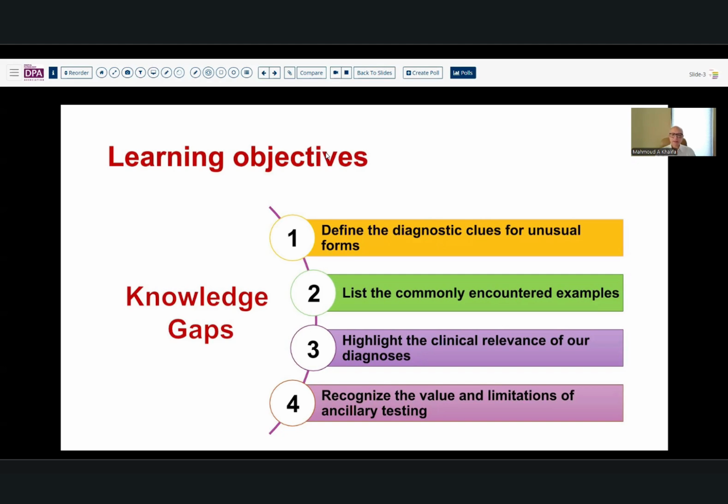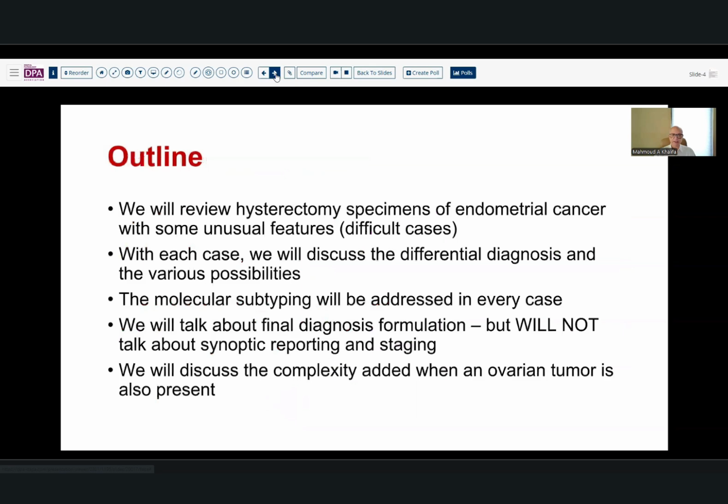We will highlight the clinical relevance of our diagnosis and why our diagnosis can be relevant directly to how they manage their patients. And we will recognize the value and the limitations of ancillary testing, such as immunohistochemistry and molecular testing. We will review hysterectomy specimens of unusual cancer, and every case that I will present today was a problem, at least for me. These were not easy cases.